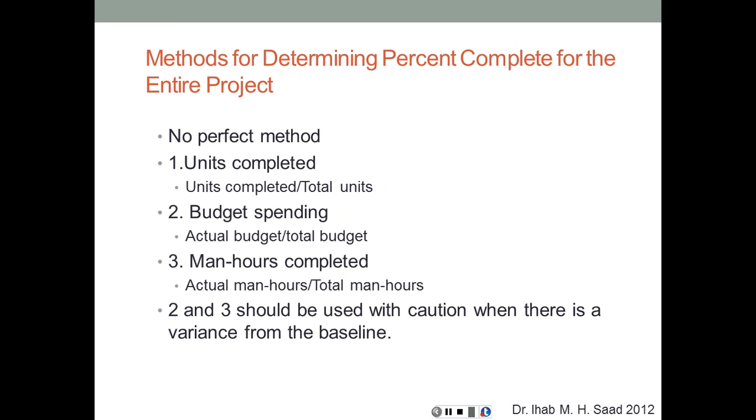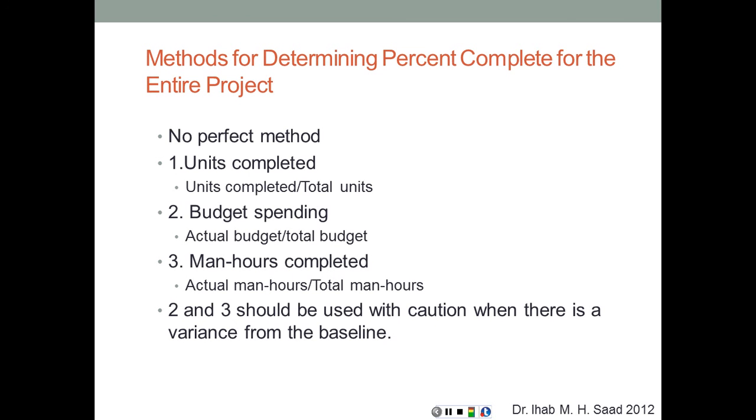So as a summary, there's no perfect method. It depends on the conditions, the type of activity, the duration of the activity, and the experience of the superintendent, and so on. So again, the summary: units completed is units completed divided by total units; the budget spending is similar but done with the cost, actual budget divided by total budget; man hours completed, same idea, consumed man hours or actual man hours divided by total man hours.